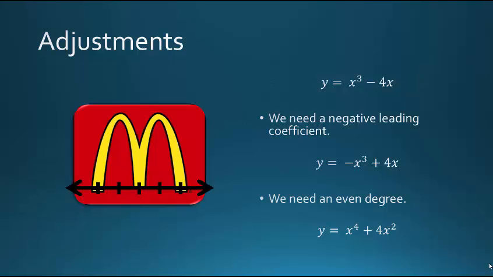Now we need to tweak this a little bit. So we have what we got from our factors. We already knew we needed a negative leading coefficient from that downward right side end behavior, so we're going to multiply by -1. We get y equals negative x to the third plus 4x. We also knew from the end behavior being the same on both sides that we need an even degree, so we're going to multiply by another x to raise the exponent. And we're going to get y equals negative x to the fourth plus 4x squared.